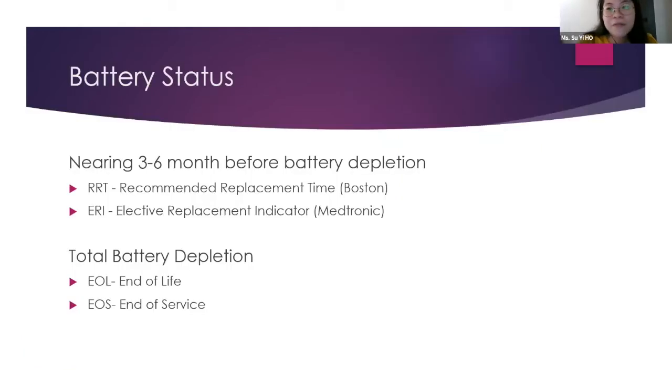So there are many different terminologies used among the different device companies to indicate the remaining battery longevity. The term is actually 3 to 6, there will be a 3 to 6 months window for us to schedule for pulse generator changeout. So this period is considered the elective replacement indicator, known as ERI, or the recommended replacement time. Okay, so within these 3 to 6 months, it's important for us to take note and to schedule a nearer follow-up date to meet the physician to discuss when to do a pulse generator change.